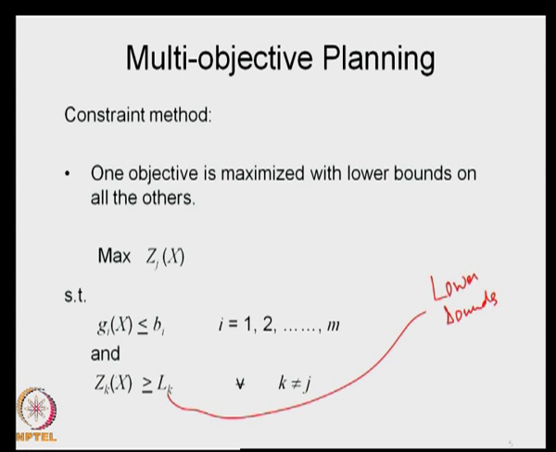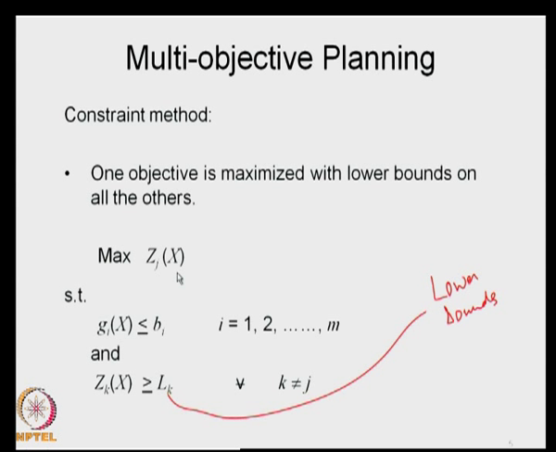By stating zk of x greater than or equal to Lk, if this problem has a feasible solution, then all of these objective functions will take on values at least equal to Lk for a zk. So, the zk objective function will take a value at least equal to Lk, and then subject to this condition we will maximize this particular objective function.